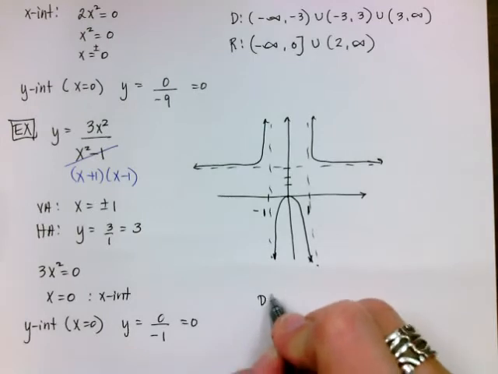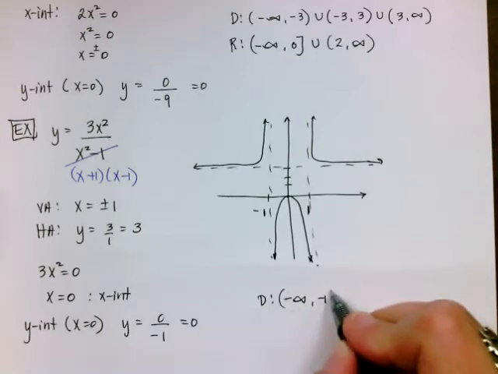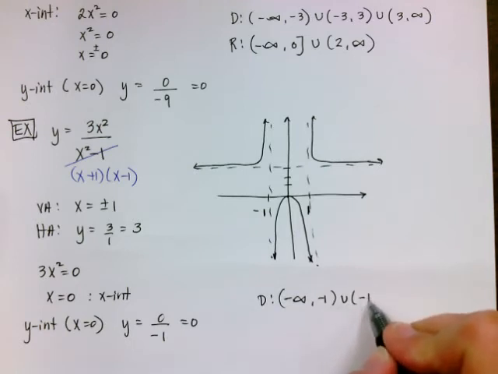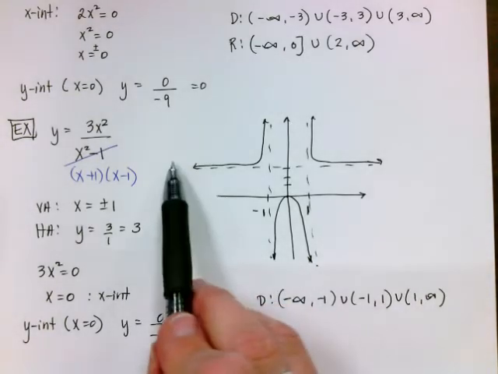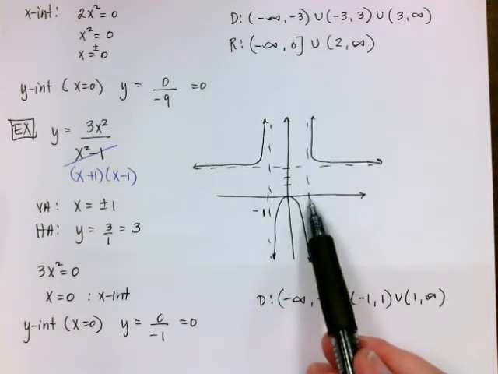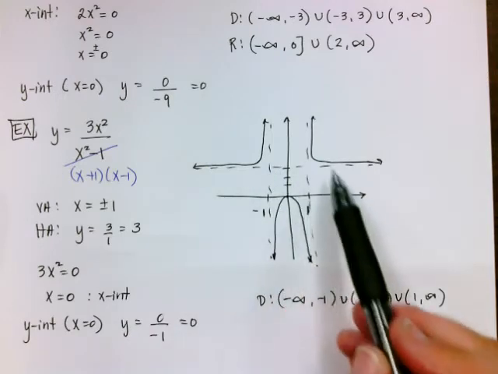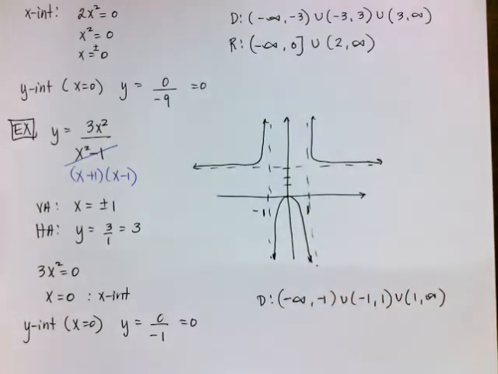My domain is going to go from negative infinity to negative 1. It starts again from negative 1 to positive 1, and then it goes from 1 to positive infinity. So I went from the left and I stopped here. I started again from negative 1 to positive 1, and then I start again on the other side and I go out forever to the right.